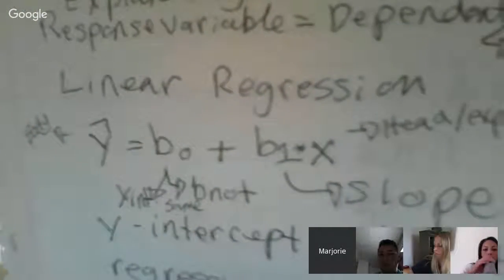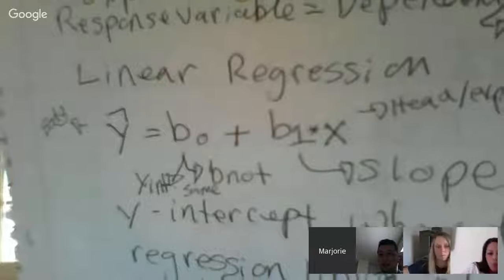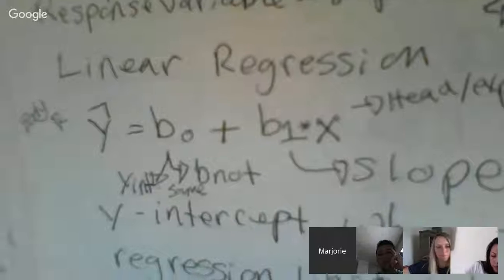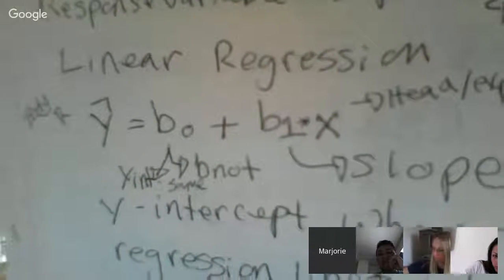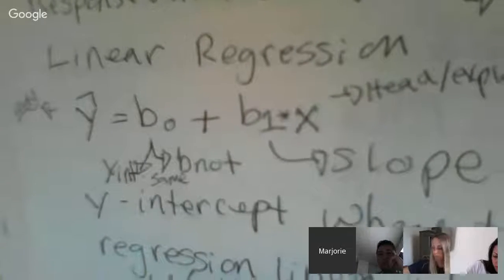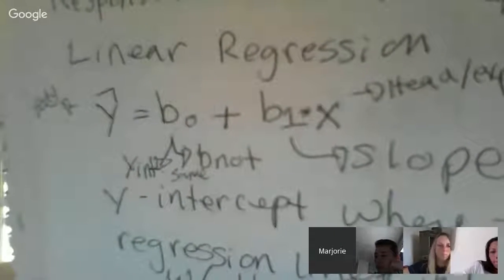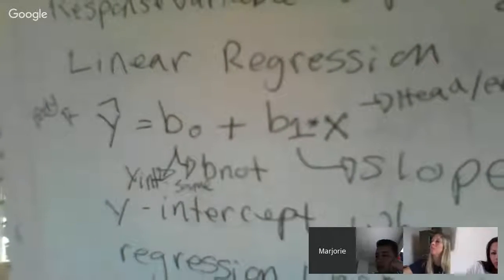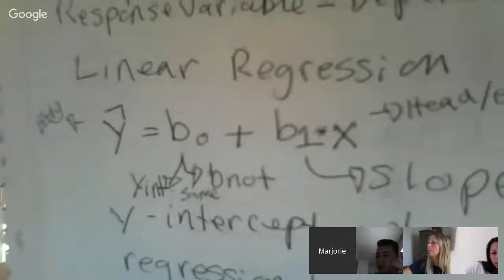The Y. It's really Y hat. My funky Y looks like the hat is connected to it, but it equals something called B naught, or B0, plus B1 times X. Okay, I don't know exactly when and where we use this all the time, but this is our new formula for this lesson. And the B naught, or the B0, whatever you want to call them, that is the y-intercept. And then the B1 is your slope.